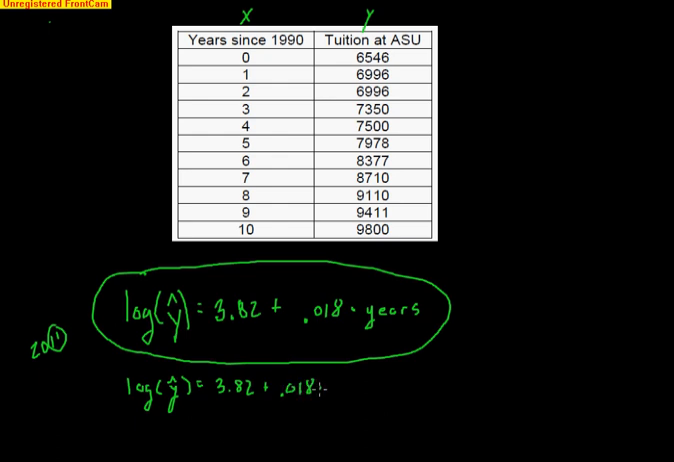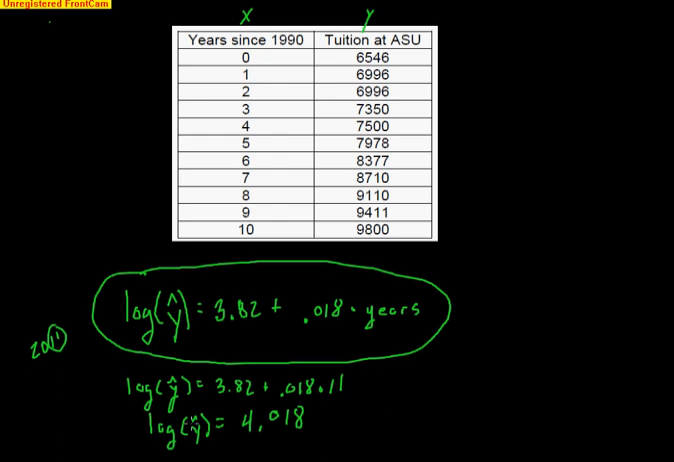So I'm going to go to my calculator. I'm going to do that real easy. 3.82 plus 0.018 times 11. And I get 4.018. So I get log of y hat equals 4.018. Now hopefully you're like, wait a minute, there's no way the tuition in 2011 is going to be $4.02. Well, you're right, because this is log of y hat, or log of tuition. So I have to get rid of that log to actually solve for the predicted tuition.